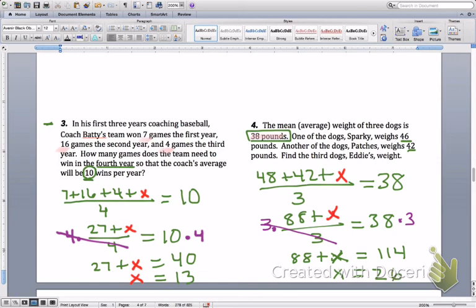So that's how we work backwards with averages, when we are given the average, but we don't know a data point. So we're going to go ahead and get started on the practice, so good luck.